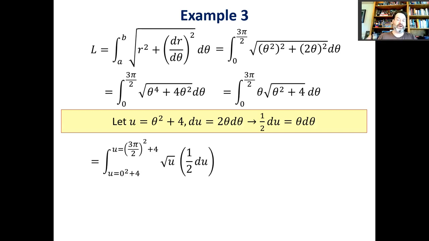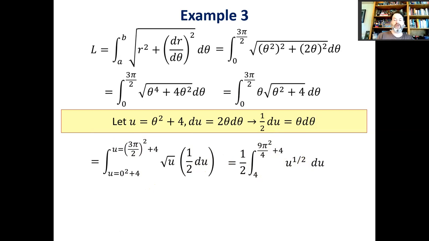And you've got to change the limits of integration. Right, so we just plug θ in here, so plug 0 in here, and plug 3π/2 in here, into the equation. So it's just square root of u, and then from the u substitution, we get 1/2 du. So I'm going to go ahead and simplify all that ugly stuff, bring the 1/2 out front, square this, so you get 9π²/4 plus 4, and this down here becomes 4. And this just becomes u^(1/2).